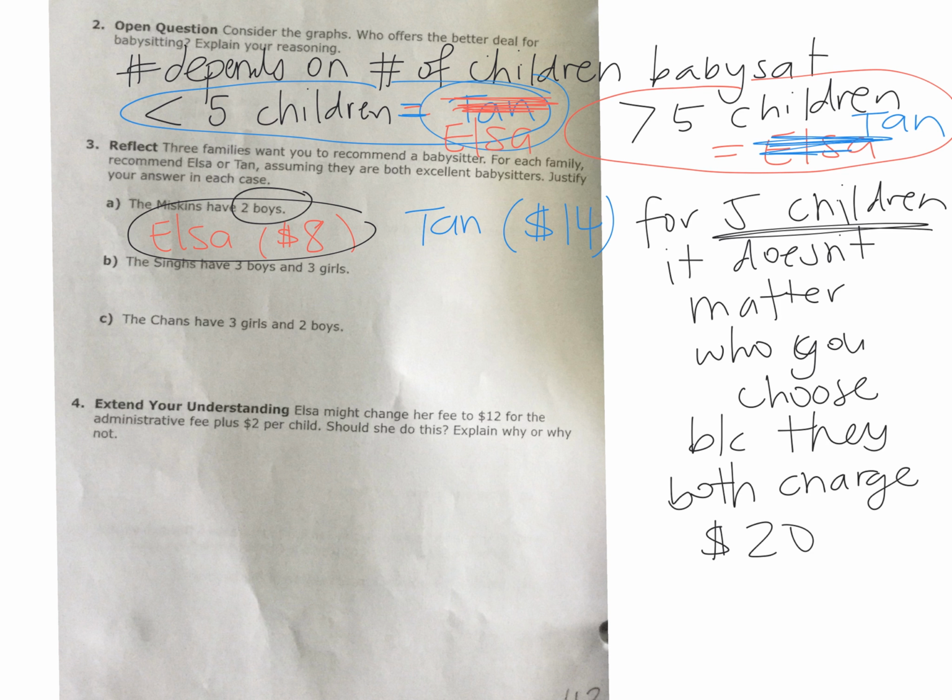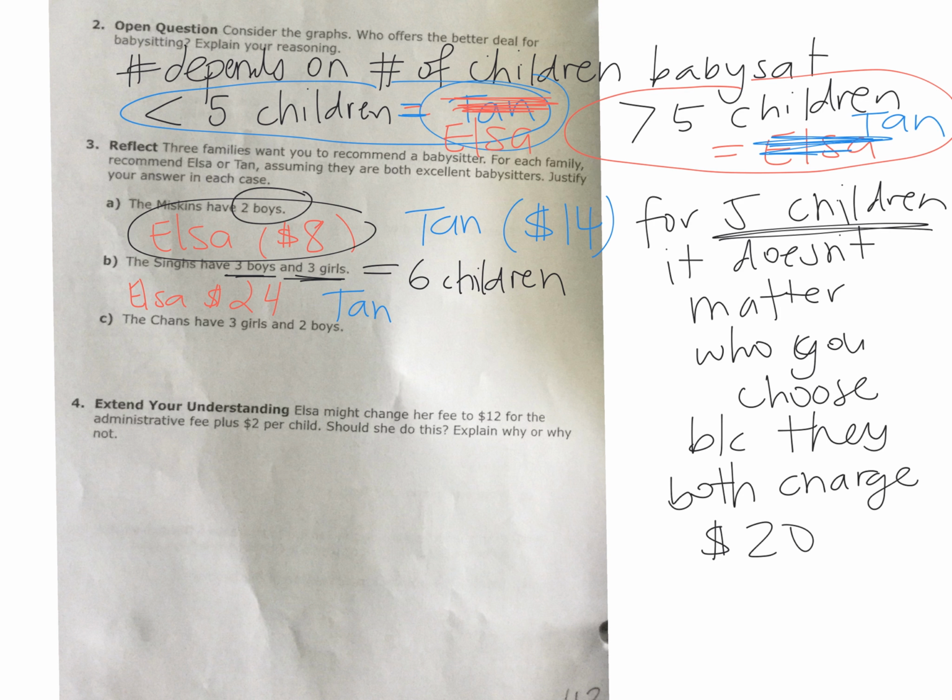What if the family has 3 boys and 3 girls? How many kids do they have in the family? 6 children. How much does Elsa charge for 6 children? $24. I hope you guys are copying this down and following along.